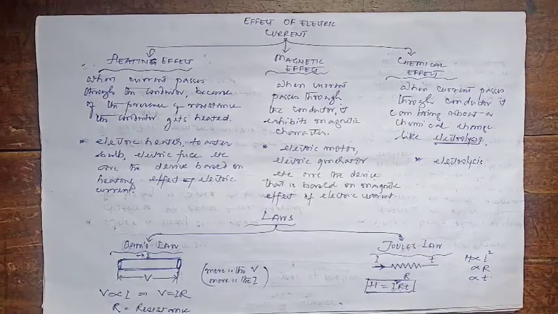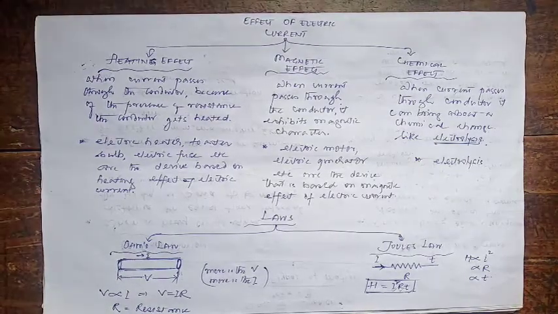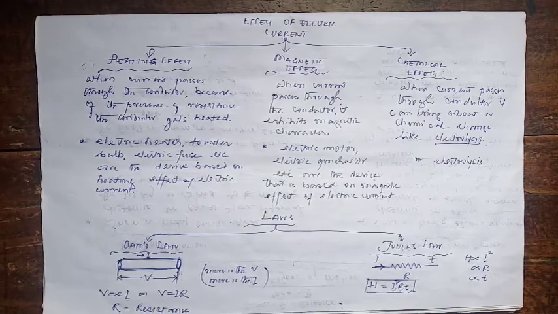When the current passes through the conductor, it behaves like a magnet. It generates magnetic behavior. That's the magnetic effect. And in the chemical effect, when the current passes through, it can bring about a number of chemical changes in the conductor. That's the chemical effect. So in this chapter we will discuss the heating effect of electric current. In the next chapter we will discuss the magnetic effect. The chemical effect we will not discuss here. This is not in our syllabus, so it is not of our concern.